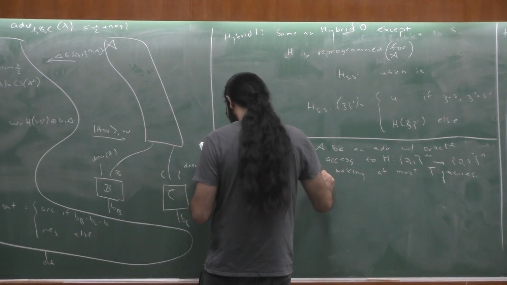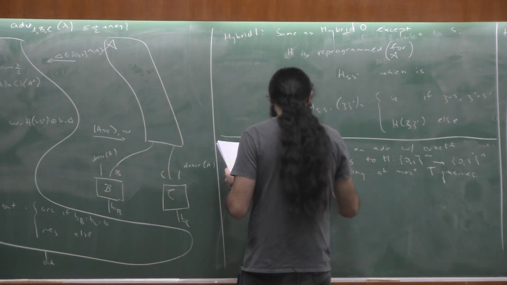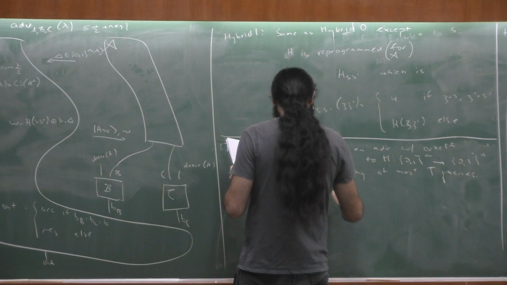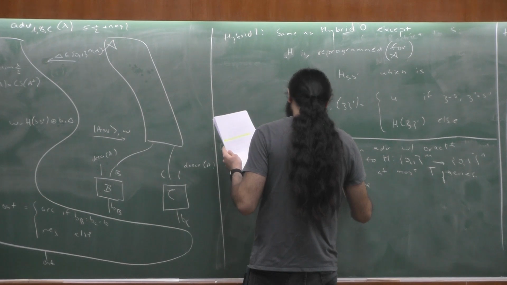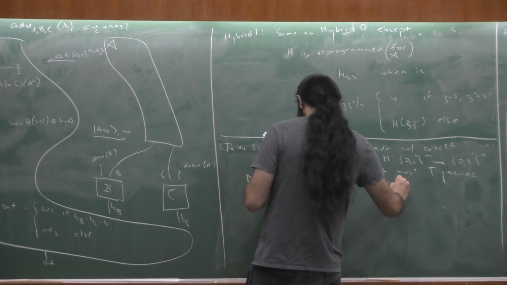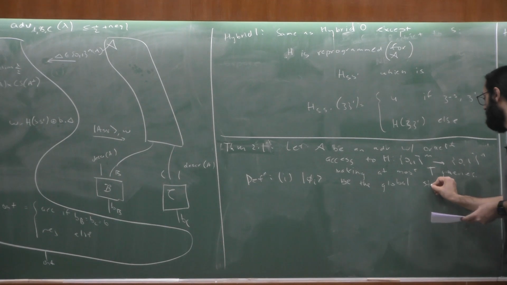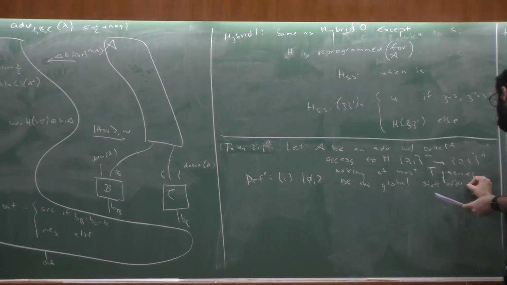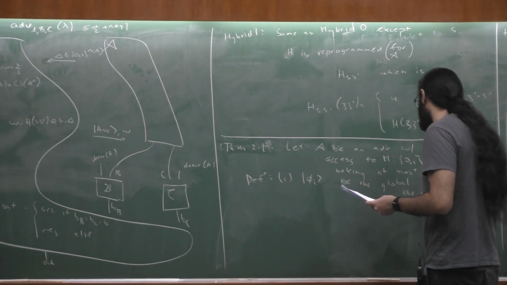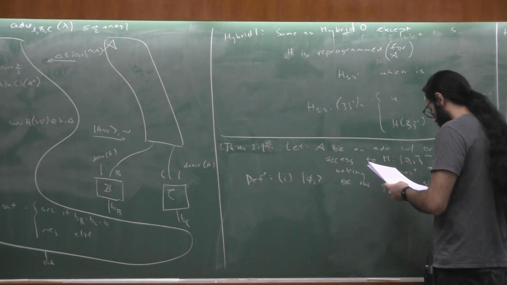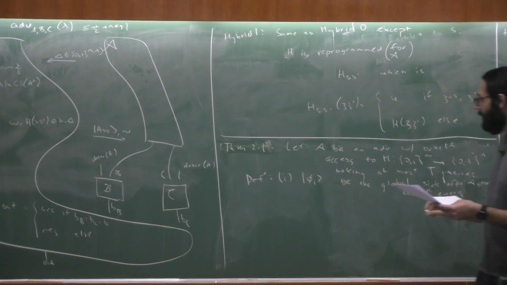So definition 1 says, let phi_i be the global state. Define phi_i to be the global state after making how many queries? Okay, so after A makes the ith query.